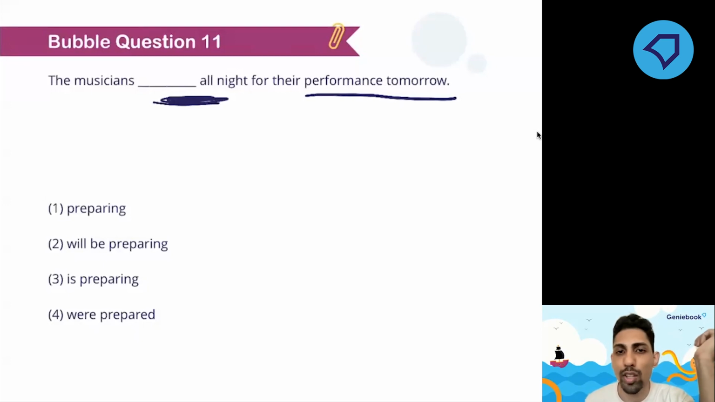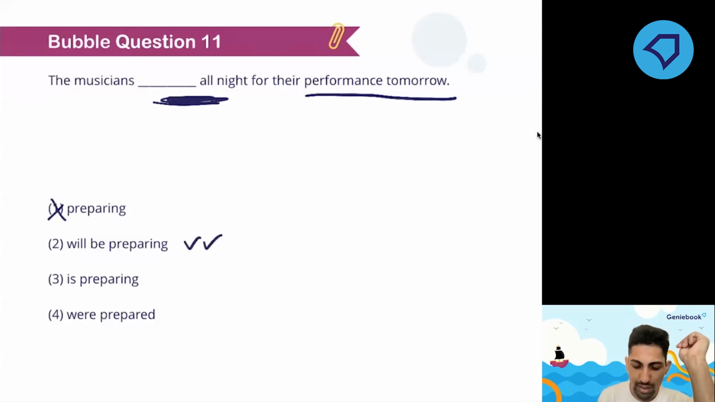Okay, fine. Let's check the options. Number one, the musicians preparing all night. Do you realize that sounds funny? Very few of you picked this, so definitely wrong. Is it are preparing, were preparing? We are missing a verb there. So number one is wrong. Number two is the correct answer.